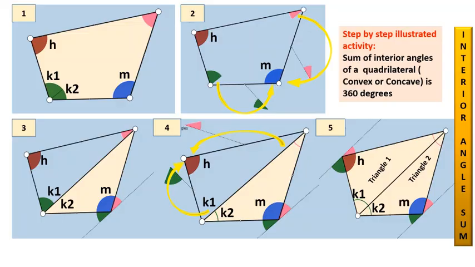So together the 4 angles of the quadrilateral, first we had marked H, K1, K2, M and the pink angle. Now it is showing one half circle, another half circle. What does that mean? It is 360 degrees. Yes. Don't worry if you cannot understand this. You can try it by yourself.